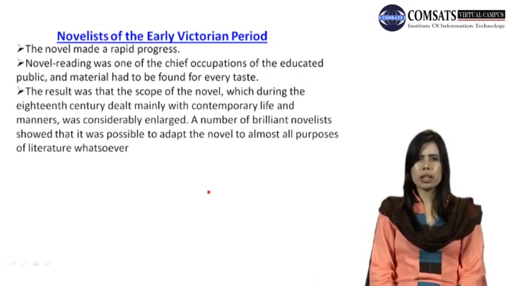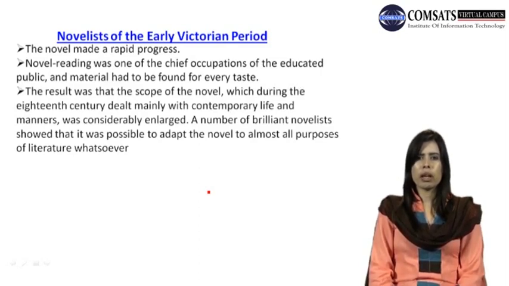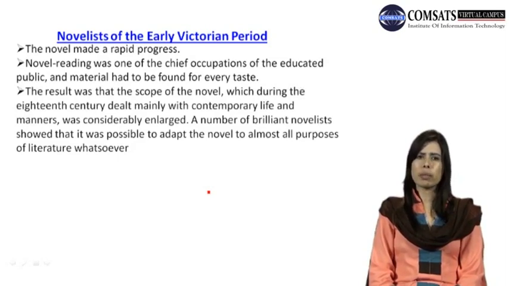Novelists. Previously that was about poets, so now this is about the novelists of the early Victorian period. During that period, the novel made rapid progress. Novel reading was one of the chief occupations of the educated public, and material had to be found for every taste. So novel reading was very common among the masses and among the educated class of that era as well.